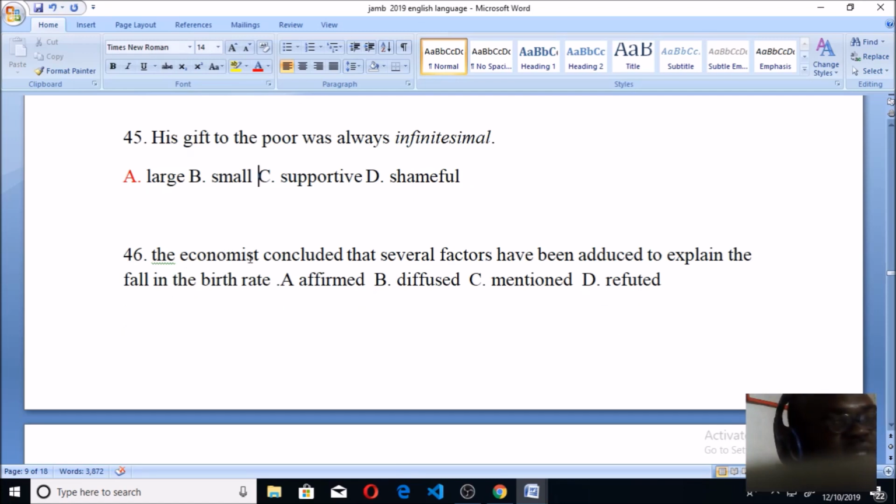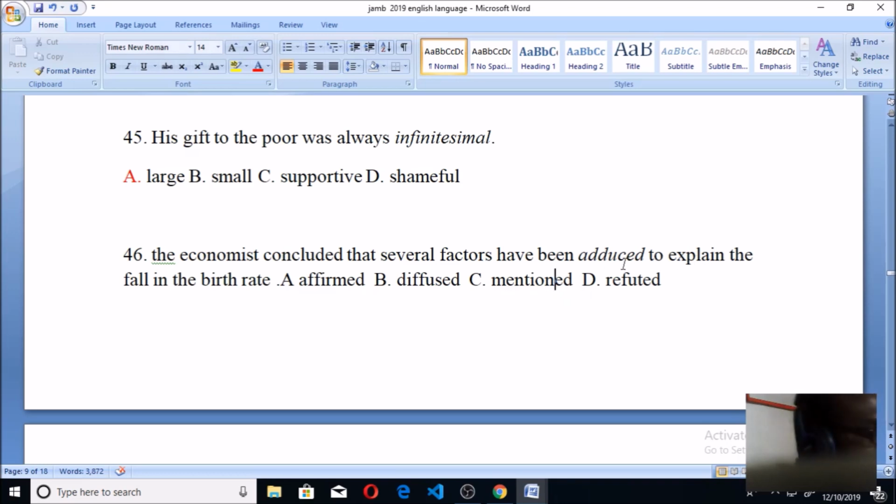The economists concluded that several factors have been adduced to explain the fall in the birth rate. So the word we are looking at there is adduced. So I'm going to put it in italics. So we're trying to find the opposite to the word adduced. Now the options are A, affirmed, B, diffused, C, mentioned, D, refuted.